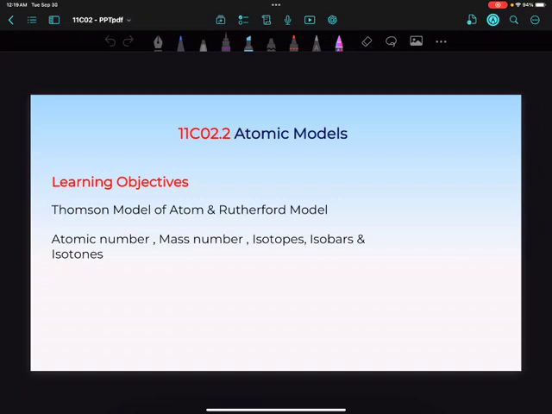Okay. So today this will be the second part of the second chapter. Today we'll be starting off with the atomic models. We'll be learning about Thomson's model of the atom and the Rutherford model, which is one of the most famous things in chemistry. Also we'll be learning about the atomic number, mass number, what are isotopes, what are isobars and what are isotones. Okay, so let's get started.